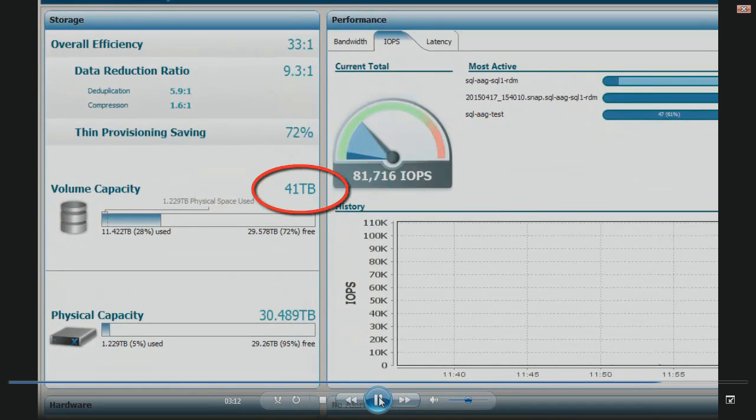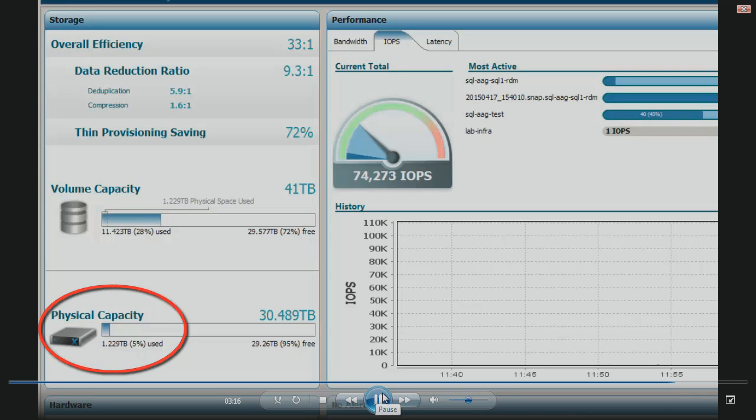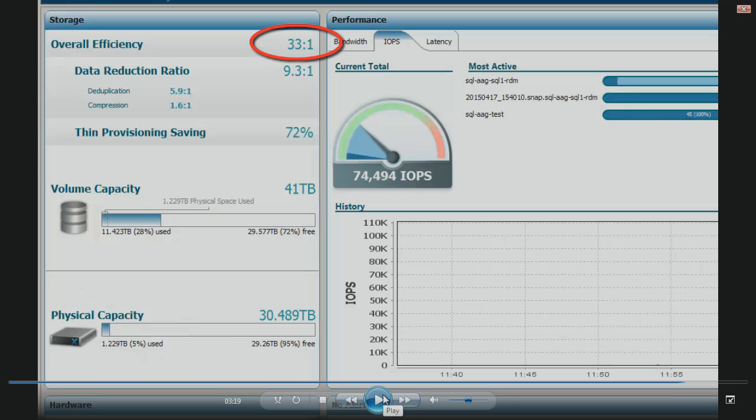Well, let's go back and look at how the storage consumption is. While I provisioned an additional 1 terabyte of storage, the physical capacity only increased a tiny bit. The overall efficiency increased from 32:1 to 33:1, right? And don't forget that while this is going on, I have a 60K read-write workload going.